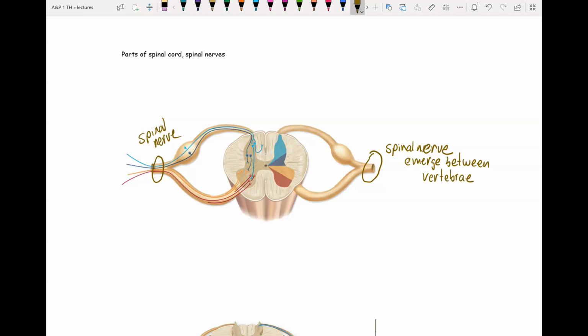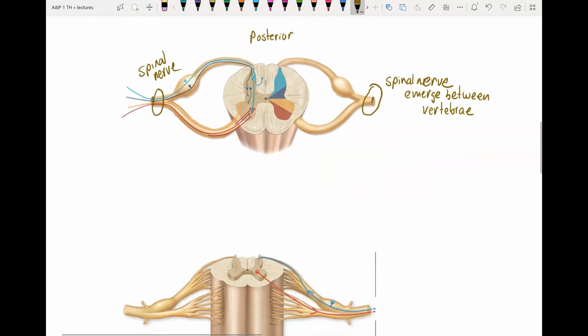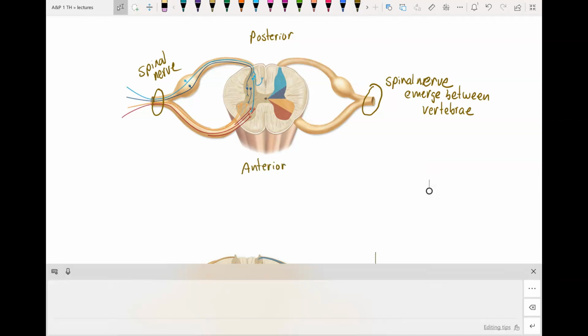Now we're looking at a transverse section of the spine. So we're looking like from the top down into the spine. This is the posterior side. So this would be the part toward the person's back. And here is the anterior side. So this would be the part toward the person's front.